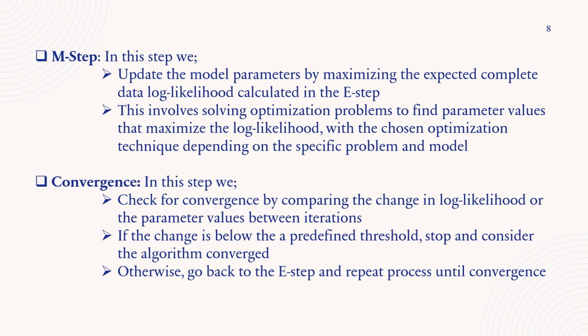Our last step is the convergence step. In this step, we check for convergence by comparing the change in log likelihood or the parameter values between iterations. If the change is below a predefined threshold, we stop and consider the algorithm has converged. Otherwise, we go back to the E step and repeat the process until we achieve convergence.